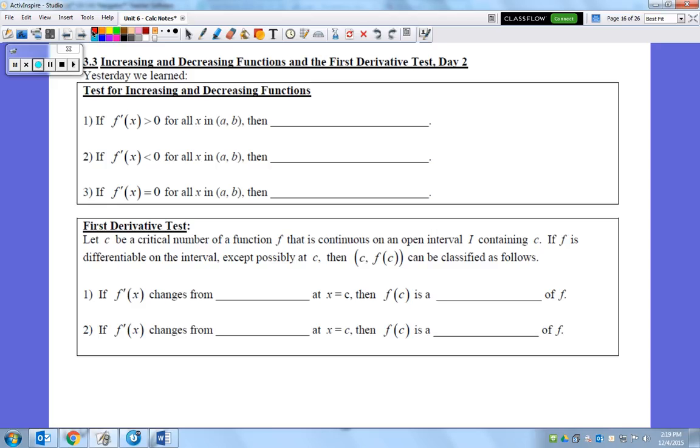All right, here we go. Not yesterday, but today, we said f prime of x was.